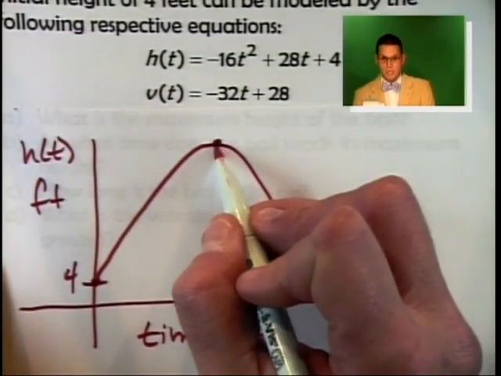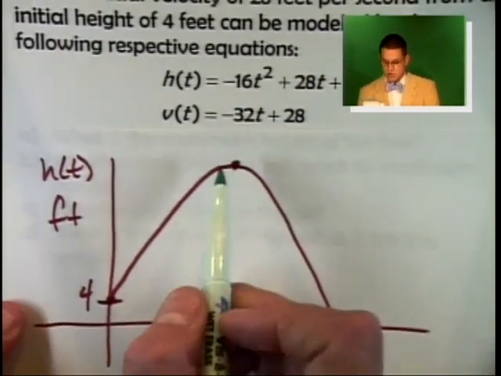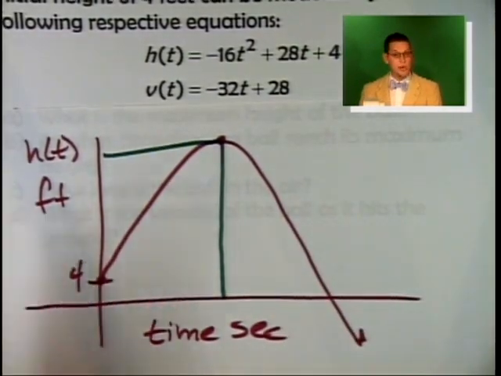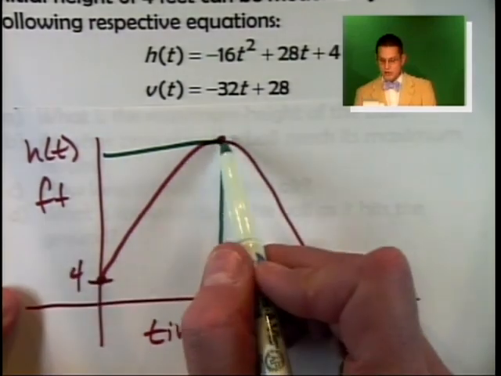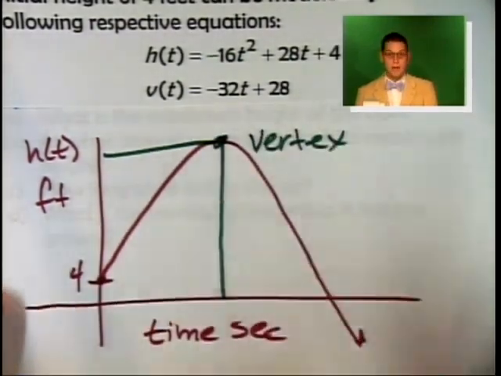Now this point right here is the point of interest, because that is where the ball reaches its maximum height, and the x value where it achieves that is the time at which it reaches that. So that's the answer to question A. Well, what is that? That's the maximum height. That's just the vertex.